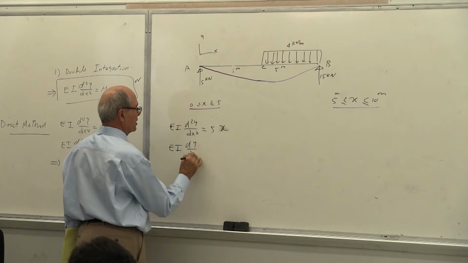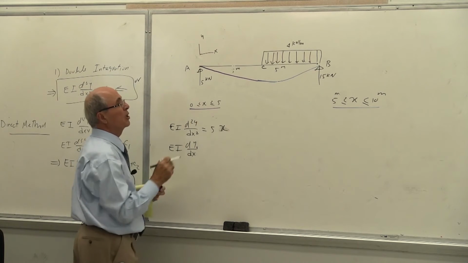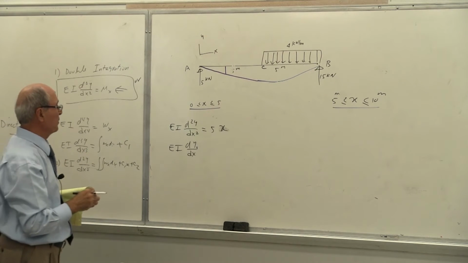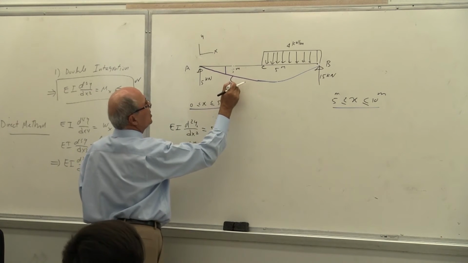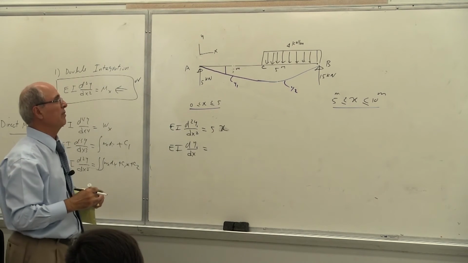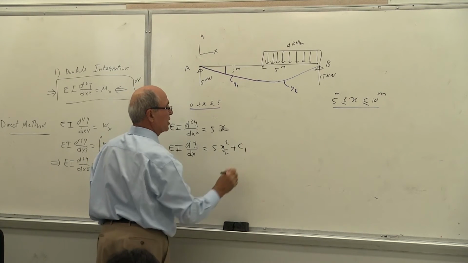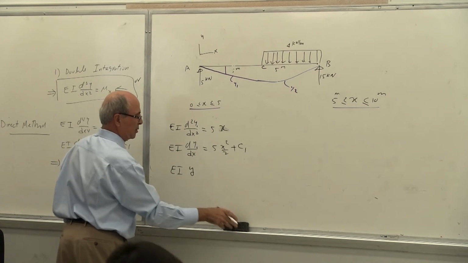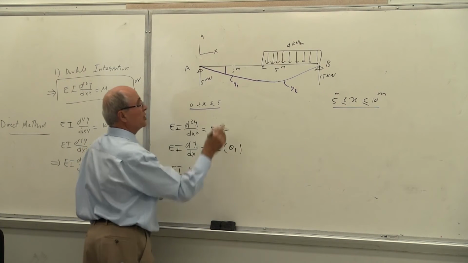EI dy by dx. Now, since this is the purple line, I'm going to give it a subscript of 1, because these are y1 and these are y2, to make a separation between the two. Equal to, here I have to put a y1 here. This is y1, and that is y2. Everybody understands, as a function of x. So therefore, it becomes equal to 5x squared over 2 plus c1. And then EI theta 1, which is the purple one.